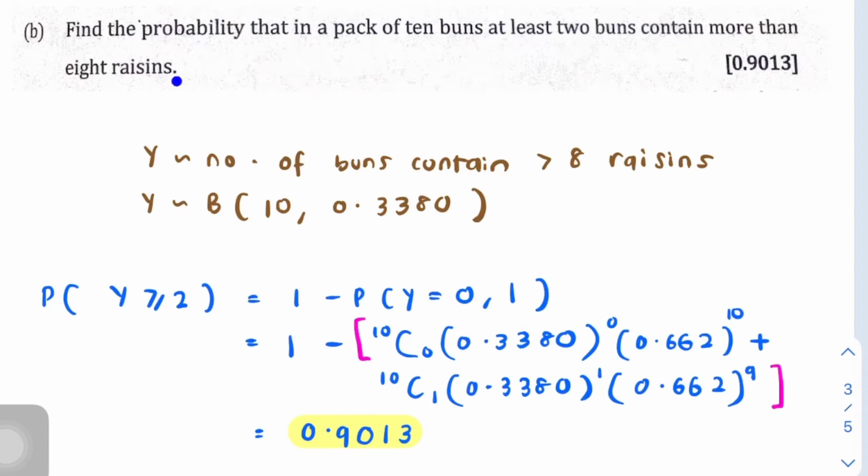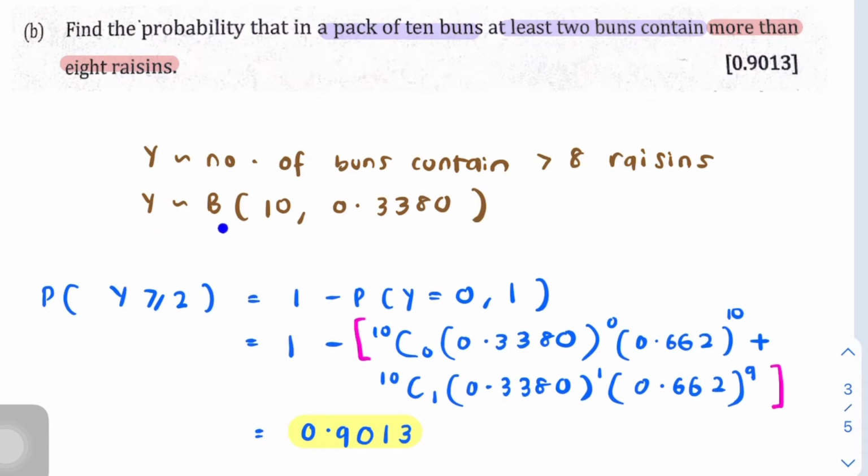Okay, for part B, find the probability that in a pack of 10 buns, at least 2 buns contain more than 8 raisins. So in this question, out of a pack of 10 buns, at least 2 contain more than 8 raisins. So you have a new random variable here. Let's say Y. Y is the number of buns that contain more than 8 raisins, because this is what the question wants. Out of 10, at least 2.